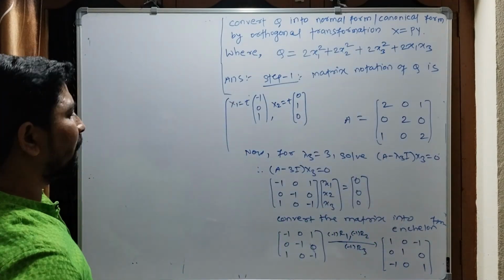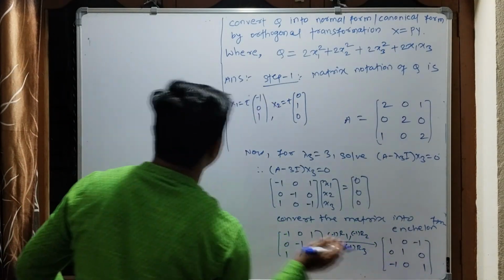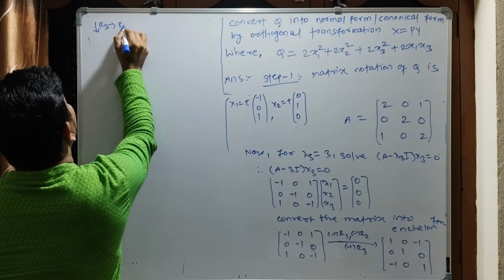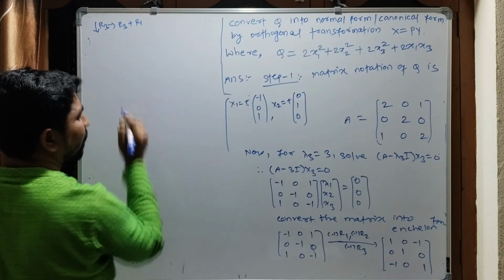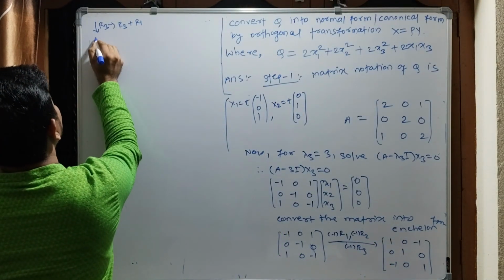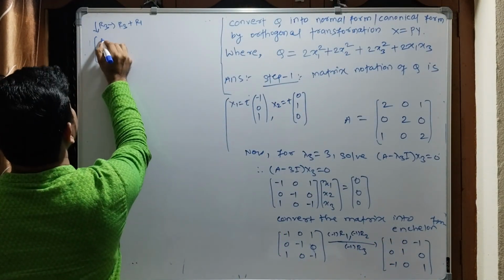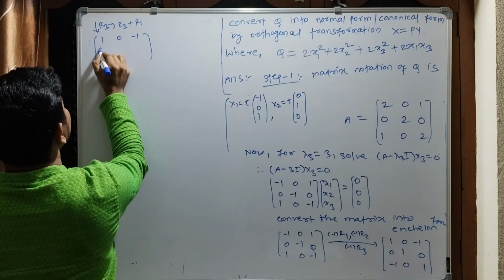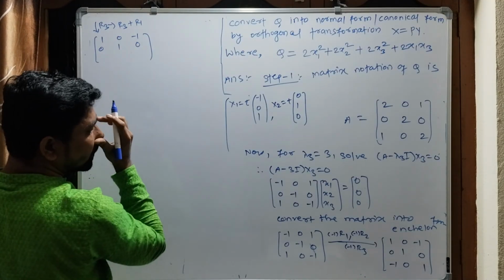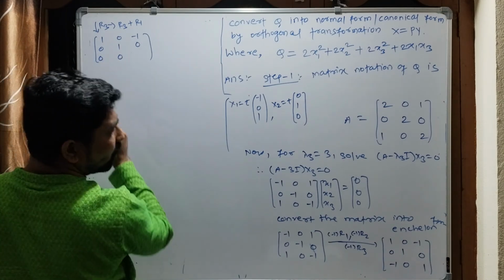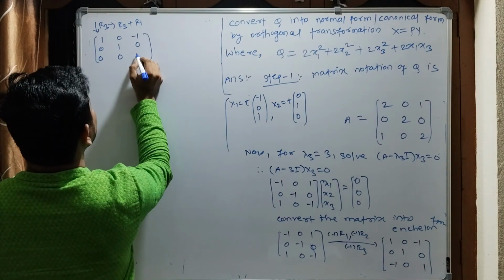Now here I want to make this element 0. Apply the elementary operation R3 changes to R3 plus R1. So -1 plus 1 becomes 0. So I got the resultant matrix: first row as it is, 1 0 -1, second row as it is, 0 1 0, third row -1 plus 1 is 0, 0 plus 0 is 0, 1 plus -1 is 0.